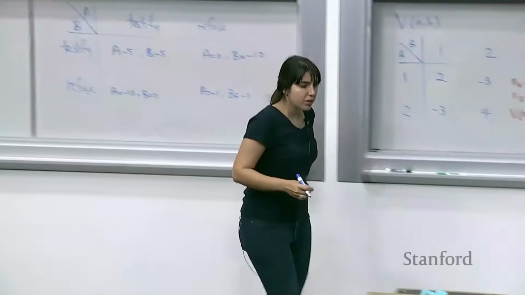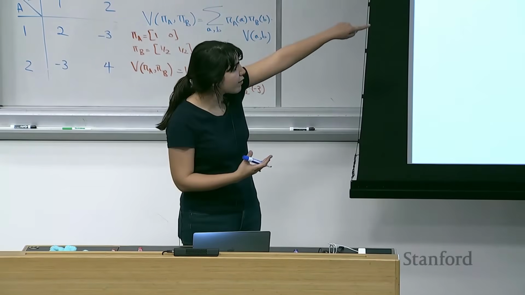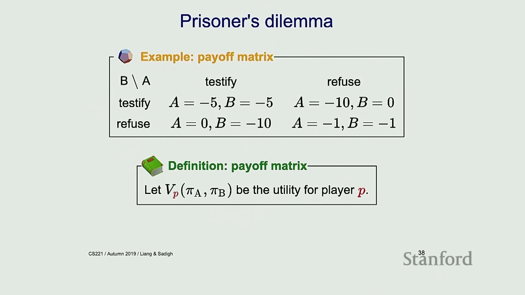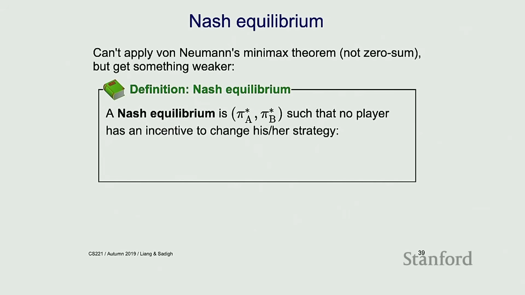Okay? So the payoff matrix is now going to be, for every player, we are going to have a payoff matrix. So now we have this V value function, which is a function of a player. For policy A and policy B, it will be the utility for one particular player, because you might be looking at it from the perspective of different players. Okay? So von Neumann's minimax theorem doesn't really apply here because we don't have a zero-sum game, but we actually get something a little bit weaker, and that's the idea of Nash equilibrium. So a Nash equilibrium is a set of policies pi star A and pi star B so that no player has an incentive to change their strategy. So what does that mean?